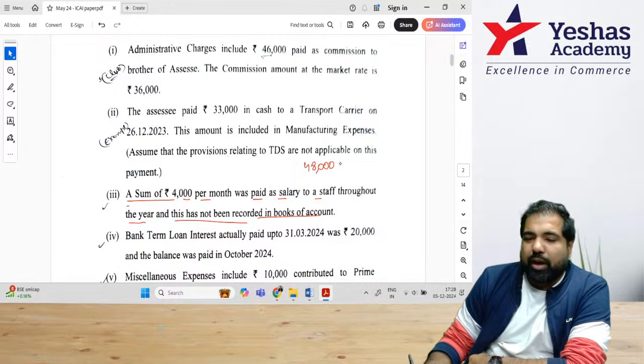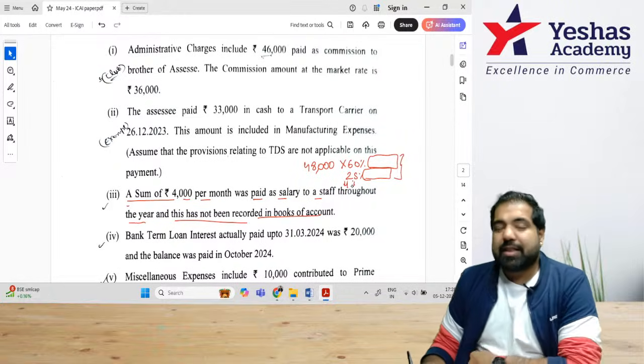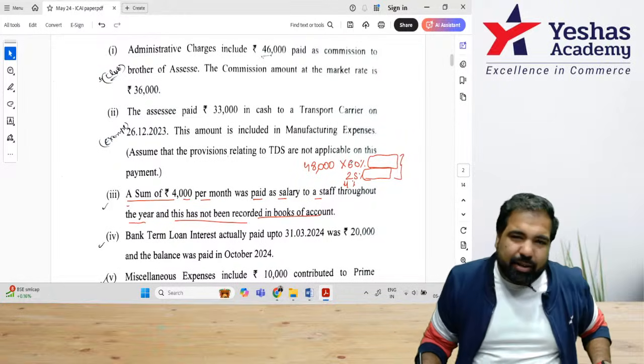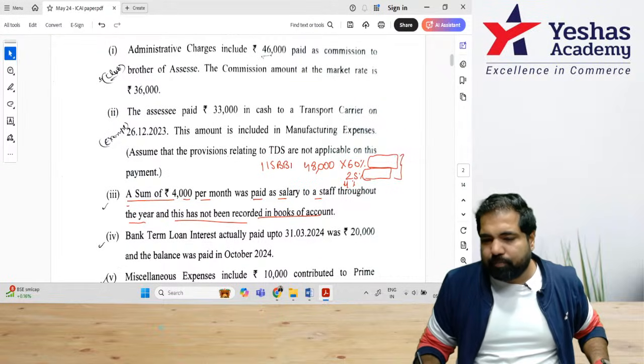First, you will have to calculate 60% tax on that. Then on whatever that amount is, you will have to calculate 25% surcharge, and you add both these amounts and you have to calculate 4% cess, and this is what you'll have to add to your tax liability at the end because this is under section 115BBE.